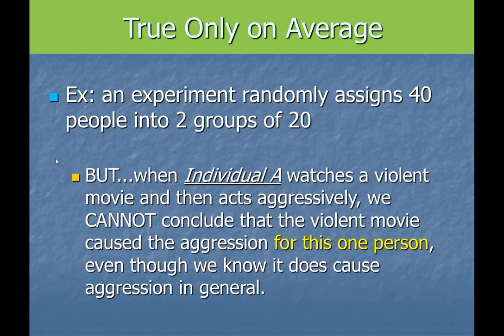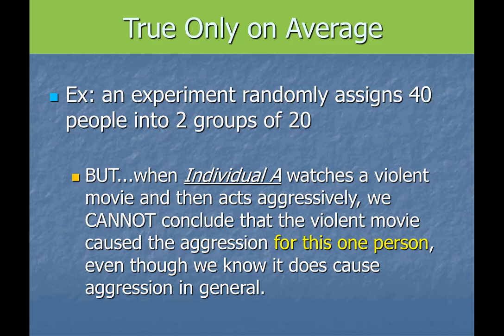But what about when one specific person watches a violent movie and then acts aggressively? Let's say we find that someone commits a school shooting or something like that, and then we look at their past and see that they watched a lot of violent movies or played a lot of violent video games. Does that prove that the violent movies or the violent games or whatever it is caused that one person to act more aggressively? Actually, it doesn't. Logically, we cannot conclude that. We can't conclude from our results that the violent movie caused the aggression for this one person.